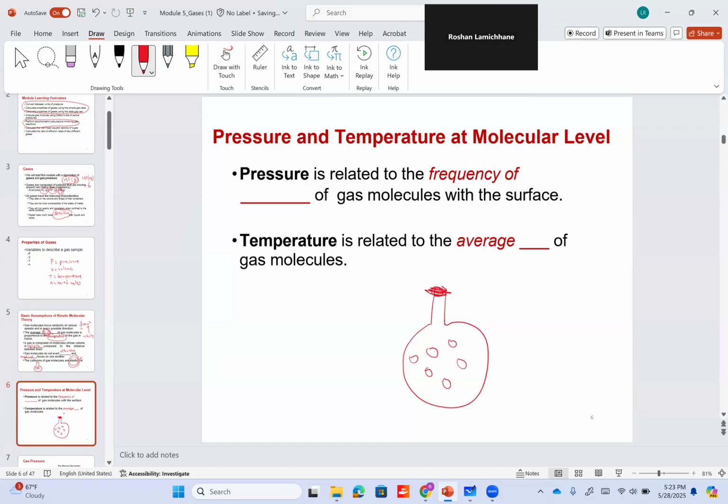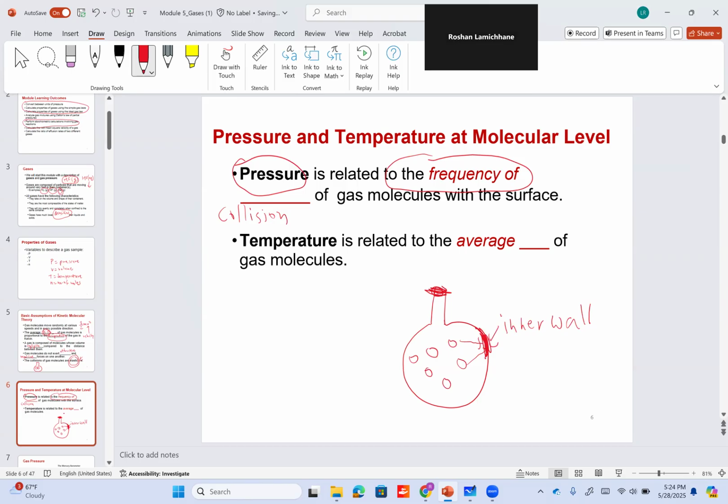So the way I conceptualize this term pressure exerted by the gas is, for example, if I'm looking at what's the pressure exerted by the gas on the inner wall of this balloon, right? So this is my inner wall of the balloon. The way we conceptualize it, the frequency of collision, right? So how frequently are these gas molecules colliding with this inner surface tells me the pressure exerted by these gas molecules on the inner wall of this balloon.